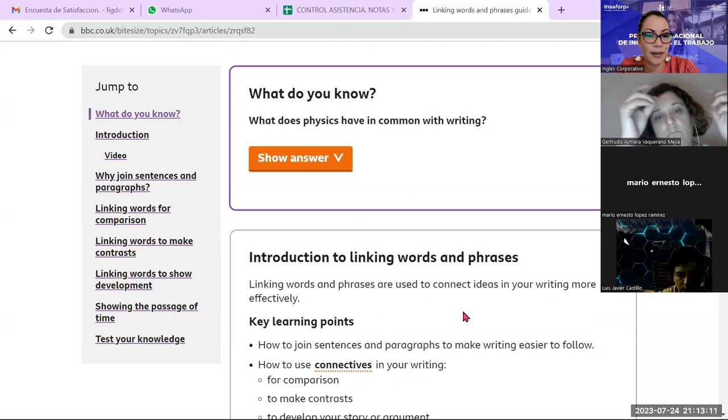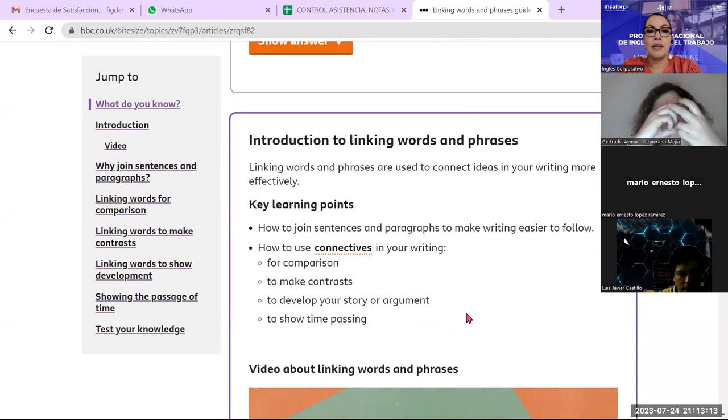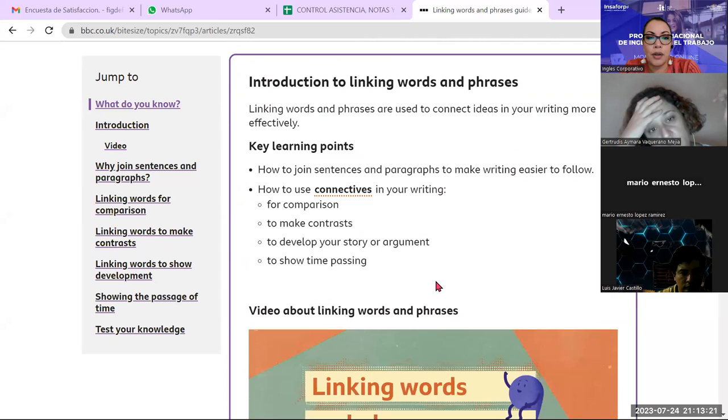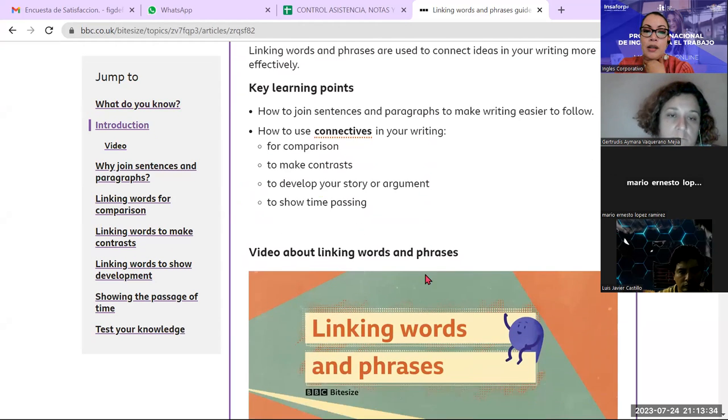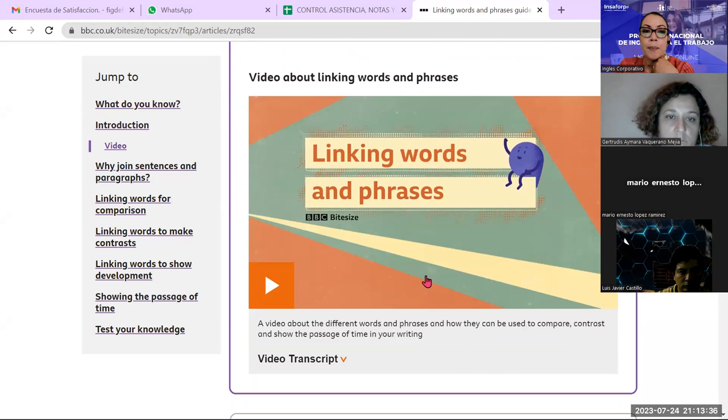So there are linking words. It's a wide variety of linking words, to join sentences and paragraphs to make writing easier to flow. This helps us on how to use connectives for comparison, to make contrast, to develop a story or argument and show time passing. In here, you'll see that there is a video, okay?